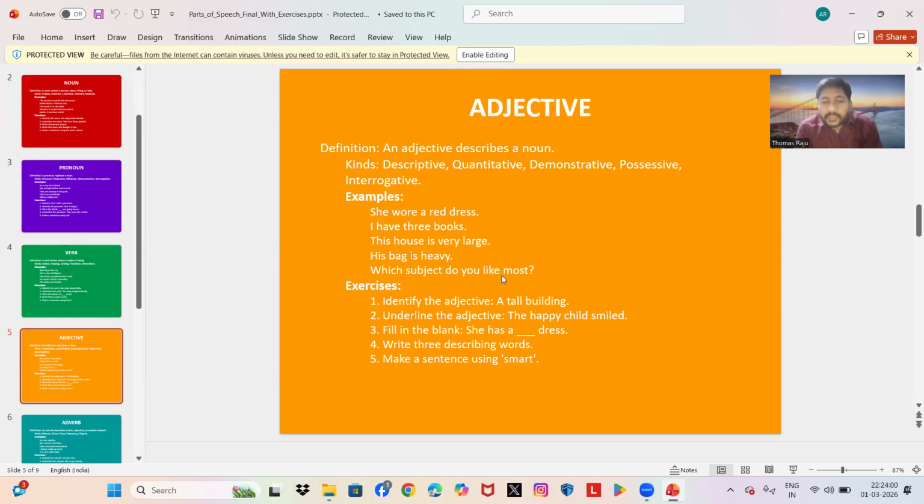Which subject do you like most? So what is the adjective in this? Comment in the comment section. Next, these are some exercises. If you do the exercises, you can become perfect. Exercises reinforce you.